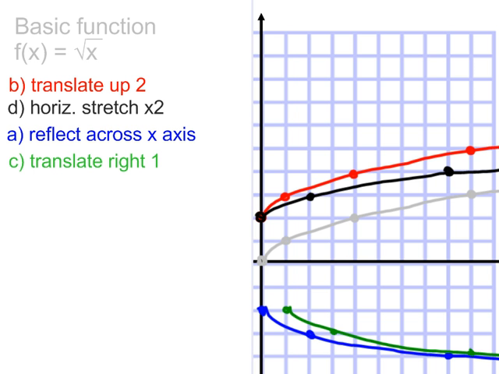Our first move was to translate up the basic function square root of x. So we do the plus 2. And then to do a horizontal stretch by a factor of 2, remember what the rule is on that. Take out the x and replace it not with 2x, but with the counterintuitive 1/2 x.